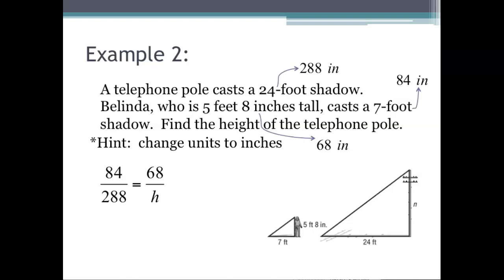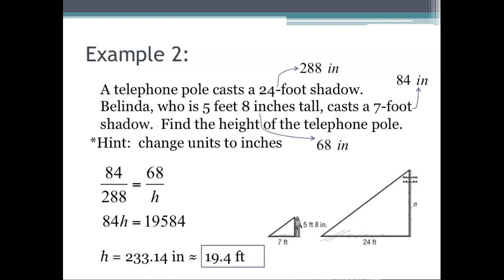Alright, so cross multiplying, we have 84 times h equals 68 times 288, which is 19,584. Divide both sides by 84, and we get h is 233.14 inches. And if you want to change that back into feet, you get that this is about 19.4 feet. So that is the height of the telephone pole. Let's look at another example.